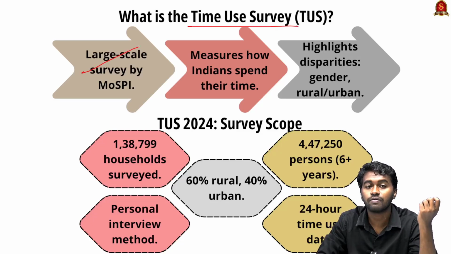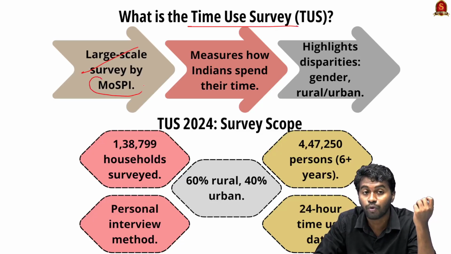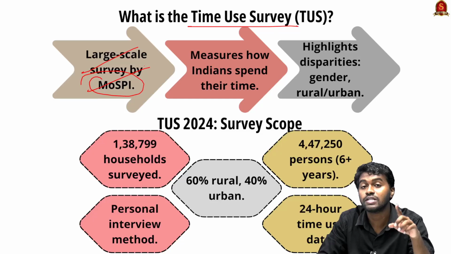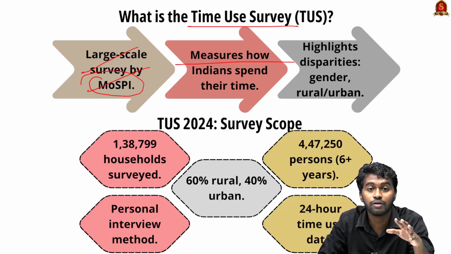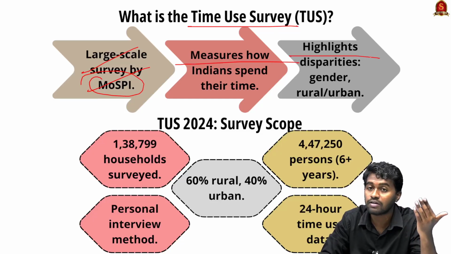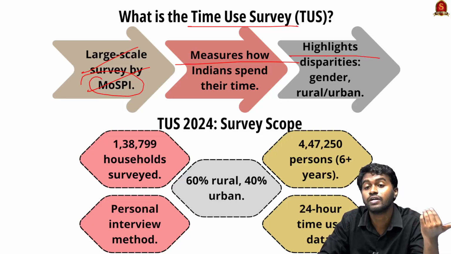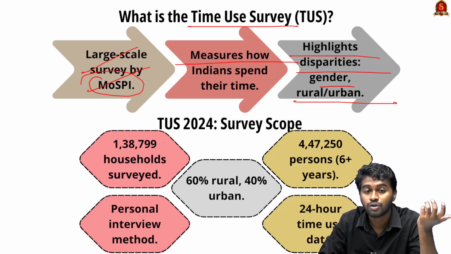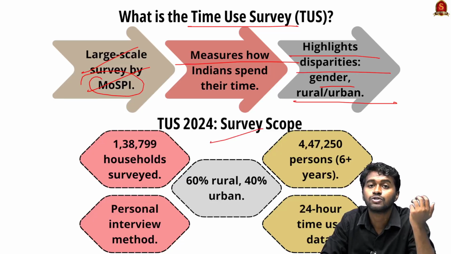It is a large scale survey conducted by the Ministry of Statistics and Programme Implementation. Note this ministry, it is very important from the prelims point of view, and it measures how Indians spend their time. The survey has highlighted significant disparities in time use in terms of gender and between regions, between urban and rural areas. So what was the methodology adopted by the officials to conduct this survey?